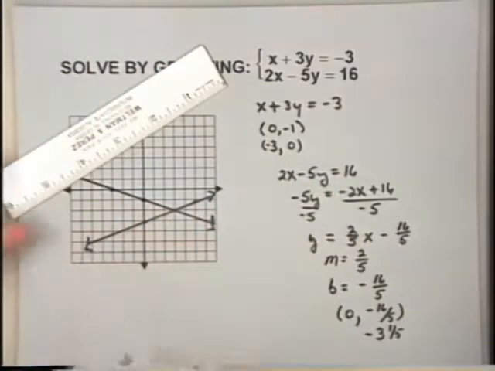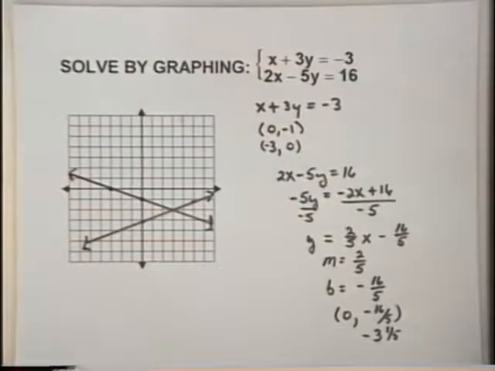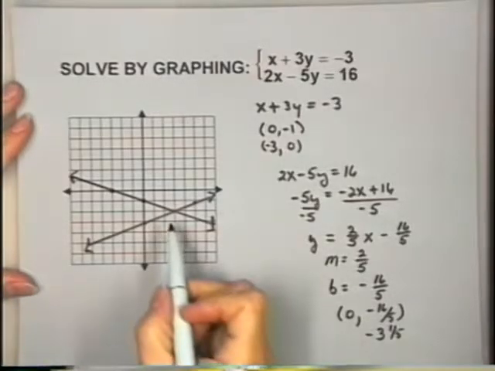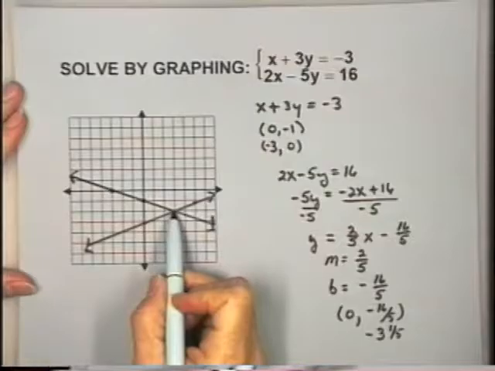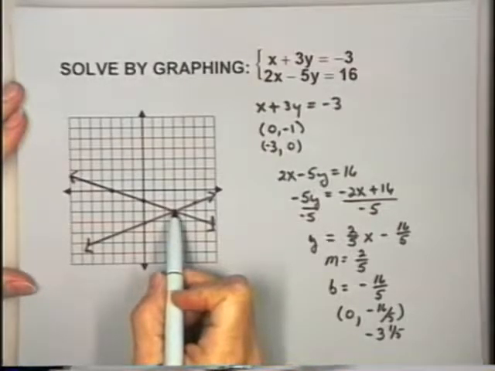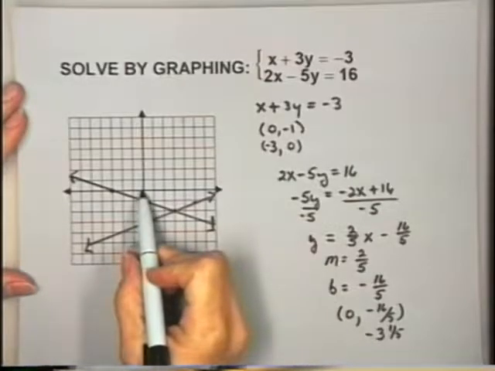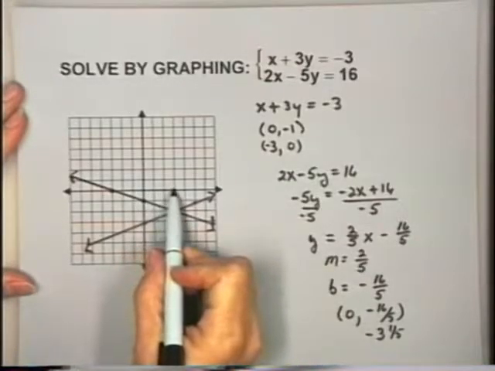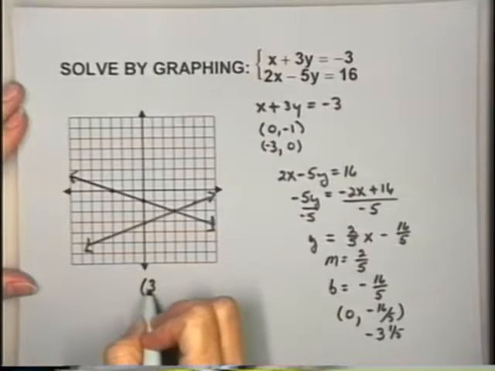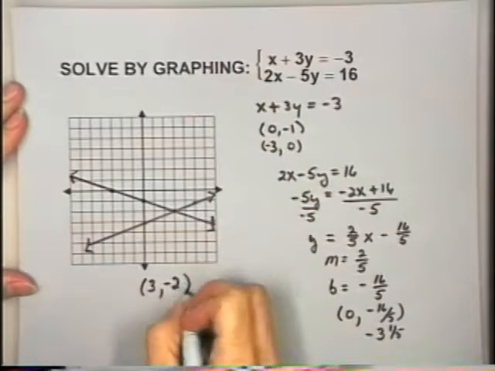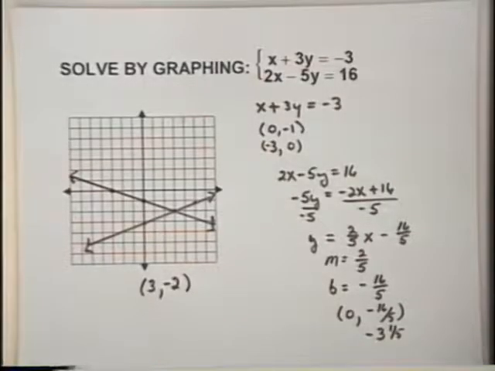Keep in mind that because I had to approximate this y-intercept for this second line, I could have a little bit of a mistake if I'm not very careful with my graph. It appears, however, that my two lines are intersecting in this one point right here. Let's get the coordinates of that point. From the origin, x will be 1, 2, 3, so my x coordinate is 3, and then y will be a negative 2. Now I need to be absolutely sure that this is the solution to my equation.